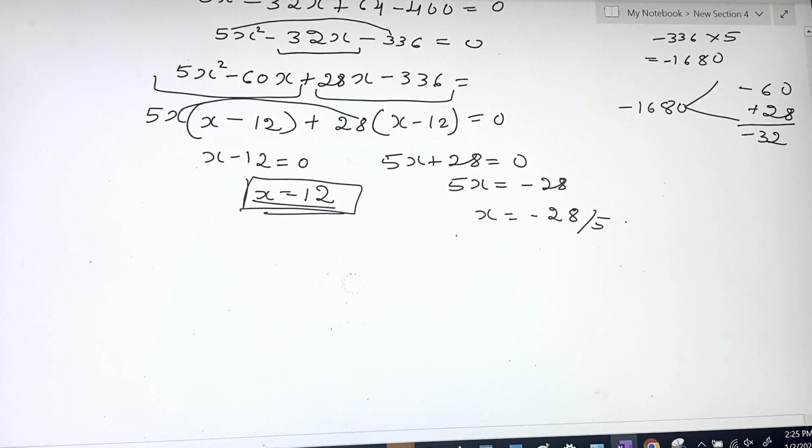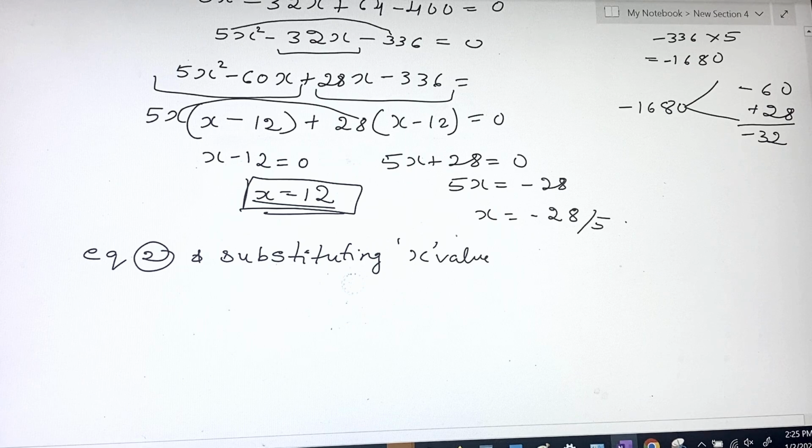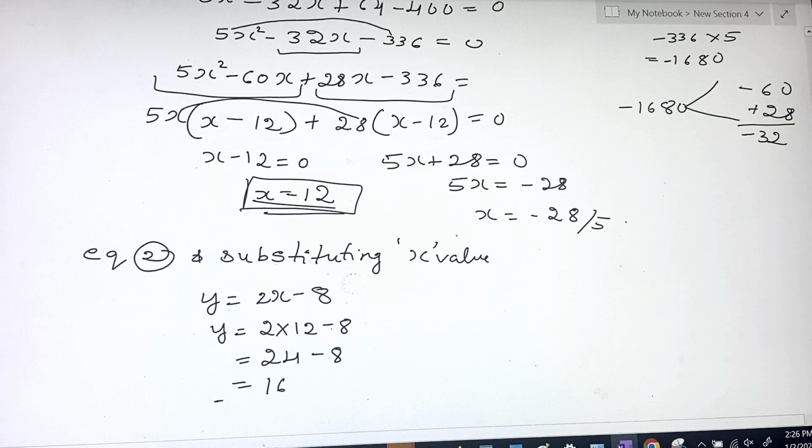Now taking equation 2 and substituting the x value in equation 2. What is equation 2? y is equal to 2x minus 8. So y is equal to 2 into 12 minus 8, that is 24 minus 8, which is 16. So the y value is 16.